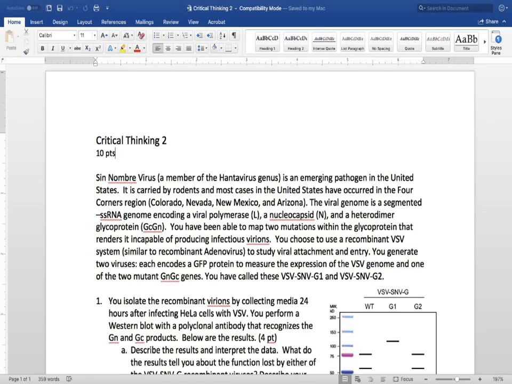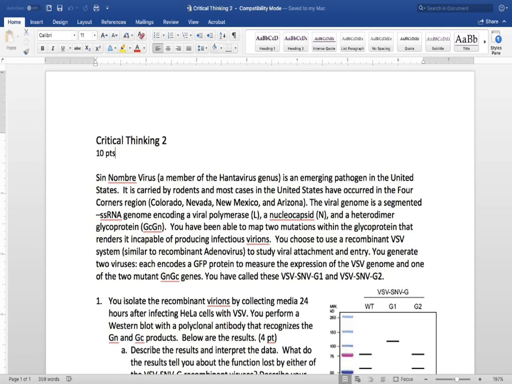And then you choose a recombinant VSV system, which we haven't covered, and I realized that after the fact. So what is this? VSV, this is the structure. Capsid, and it's enveloped. It looks like a bullet.